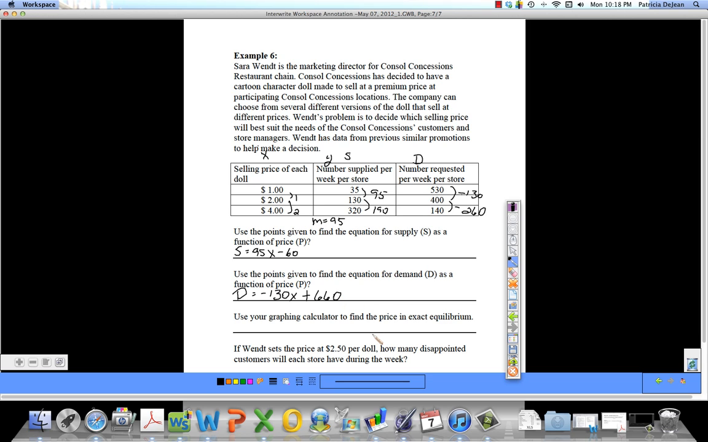Okay, well, so let's try that again. Let's do the negative 130 times 2, and that gives me negative 260. If I add 660 to that, I get to 400. And I can check it again with the 4 in for the x and make sure I get to 140. But this is the equation that's going to get me to this.